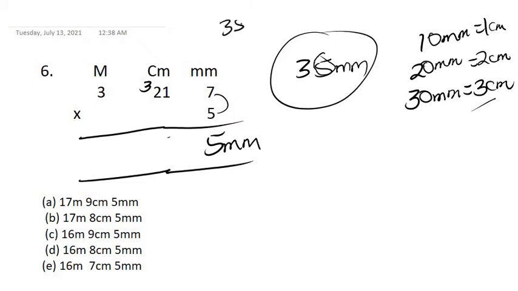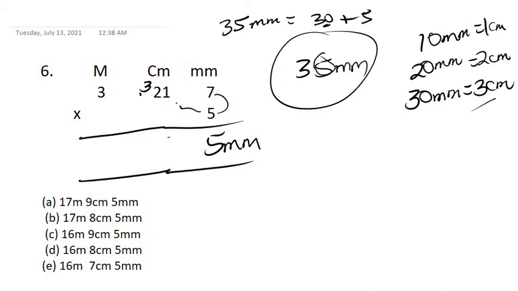So, 35 millimeters. If I expand this, it is 30 plus 5. This 30 stands for 3 cm. That's why I brought the 30 here, which is 3 when it comes to cm. The remaining 5, I brought it down.